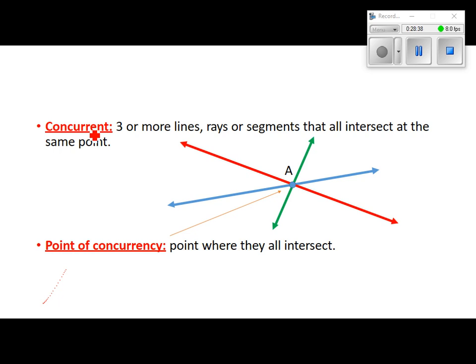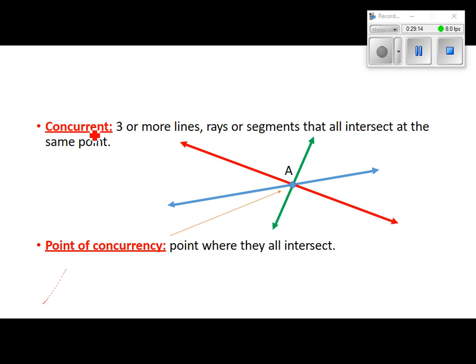Got to know this word. Concurrent and concurrency. The point of concurrency is where a whole bunch of lines come together. That point right there is the point of concurrency, because all 3 of these lines cross there at that point. Very important for what we're getting ready to do. So that's called the point of concurrency, where they all cross, where they all come together.